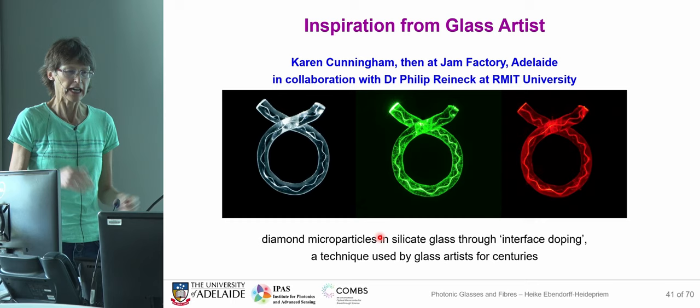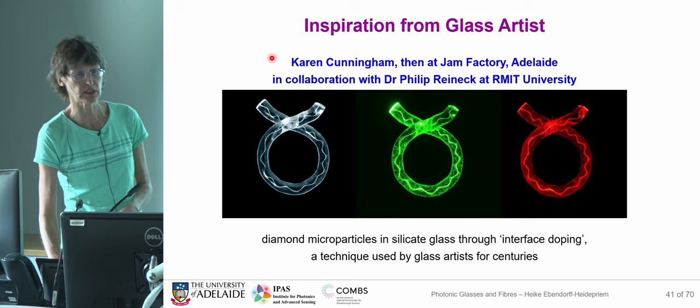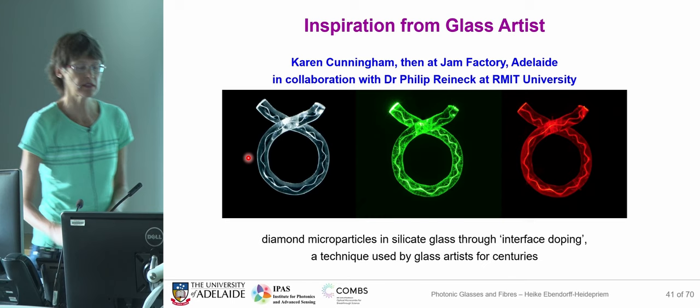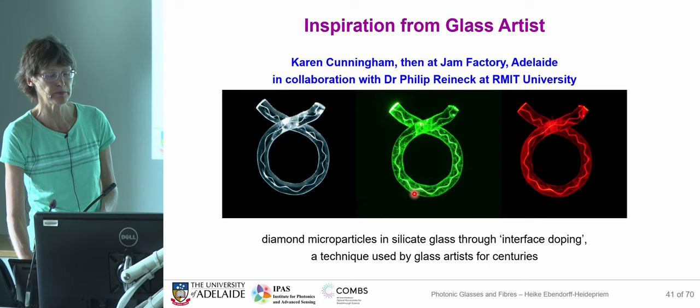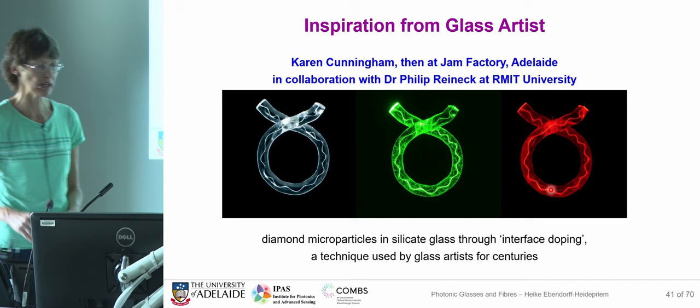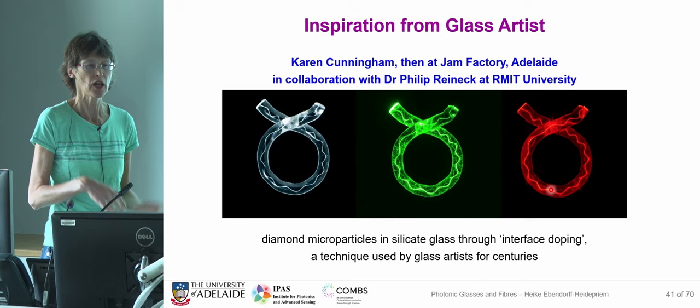And what happened in parallel, glass artist Karen Cunningham, she was then at the Gem Factory in Adelaide. She collaborated with Dr. Philip Reinick at RMIT University on placing diamond microparticles into traditional silicate glasses. And you see here the diamond particles, they're scattering. If the green excitation light is filtered out, you see the red fluorescence of the diamond. And so this really inspired me to use a similar technology, which I then coined interface doping, for making optical fibers with embedded diamond particles.